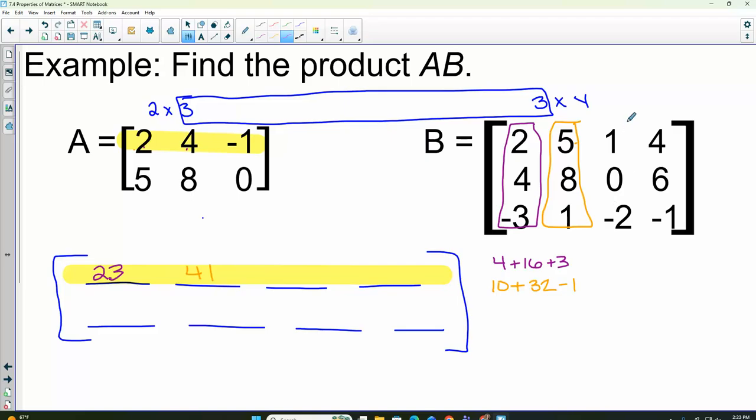Next one. Moving to column 3. So 2 times 1 is 2. 4 times 0 is 0. Negative 1 times negative 2 is 2. Add that all together and we get 4.